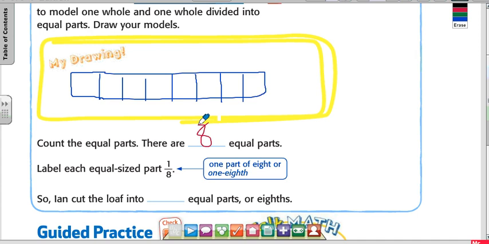So I need to go 1/8, 1/8, 1/8, 1/8, 1/8, 1/8, 1/8, and 1/8. So Ian cut the loaf into 8 equal parts, or eighths. That's what he did. That way each one of his friends could have one of those.